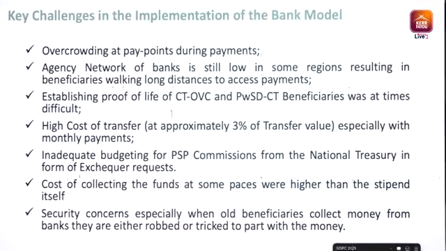Then there's also a problem in establishing the proof of life, whether you are alive or dead, especially for the CTOBC beneficiaries and persons with disability. And of course, high cost of transfer was there, inadequate budgeting for the commissions that were given to the payment service providers, and of course, the cost of collecting funds in some places was higher than the stipend itself, because you realize the stipend was about 2,000 shillings, but the cost, transport and everything, you could spend about 1,500. So by the time you go back to your house, you only have 500 shillings.